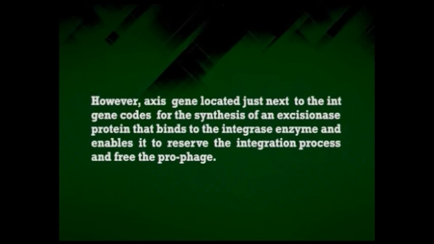However, the xis gene that is located just next to the int gene codes for the synthesis of an exogenous protein that binds to the integrase enzyme, and it enables it to reverse the integration process and free the prophage. In this condition, the synthesis of another protein called the Cro protein by the cro gene is initiated. This Cro protein switches the process of synthesis of viral components, and the lytic cycle then proceeds normally.